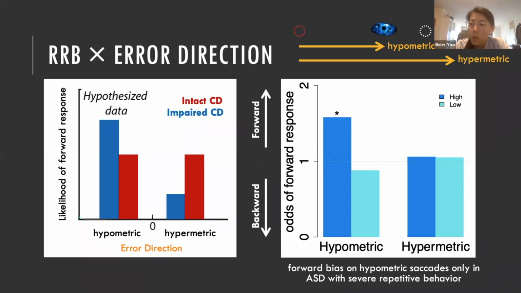In other words, when their eyes fell short of the pre-saccadic location, the post-saccadic location was more likely to fall forward of the saccade landing site, and they were more likely to answer forward in this case, suggesting that they were relying on saccade landing site instead of CD to make the perceptual judgment.